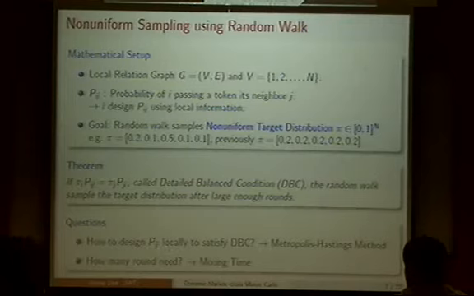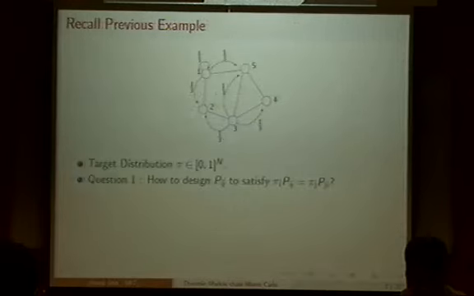And how many rounds we need is formally called the mixing time of this random walk. Now I'm going to explain these two concepts in a real example, our previous example. This is our previous example, and we have 5 nodes. Suppose we have a non-uniform target distribution. Previously the probability was a simple uniform distribution, as I explained earlier. Now we have a non-uniform target distribution. How can you design Pij to satisfy this detailed balance condition?